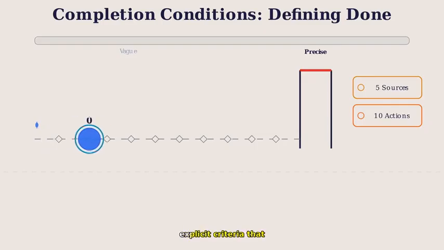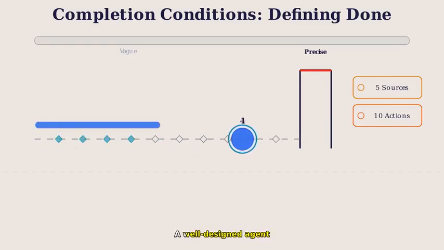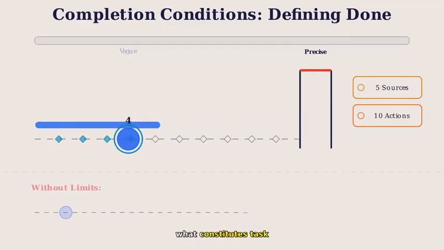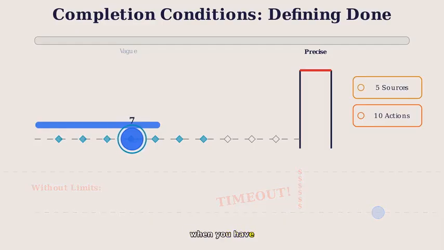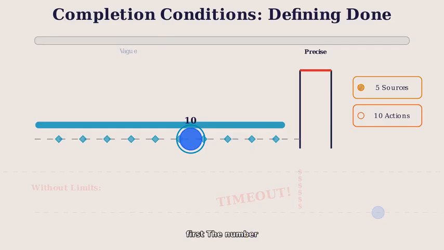Completion conditions are explicit criteria that define when the task is done. A well-designed agent prompt specifies, clearly, what constitutes task completion. Not vaguely, "when you've done enough research," but precisely. Stop when you have found at least 5 peer-reviewed sources addressing the topic, or when you have executed 10 research actions, whichever comes first. The number of actions limit isn't arbitrary.